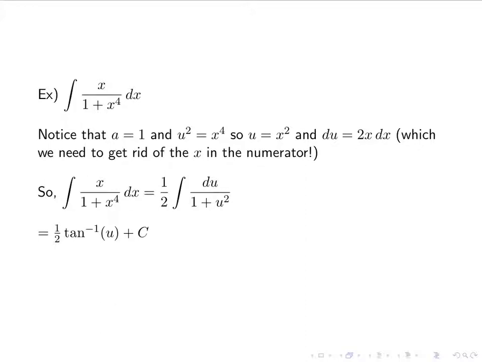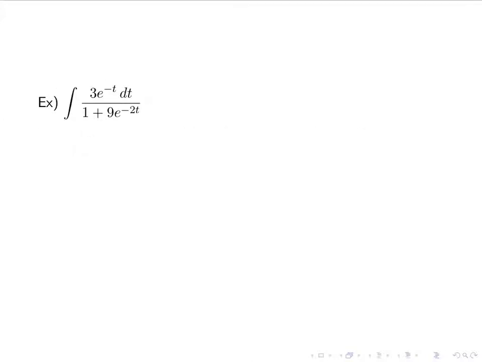So it's just 1/2 tan inverse of u, plug back in what u is, and I get 1/2 tan inverse of x squared plus a constant. Okay. And again, I can always double check it by differentiating. So let's try another one.